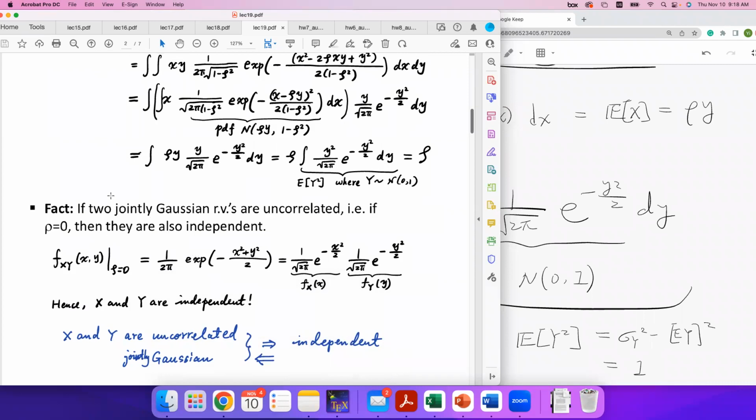And for joint Gaussian random variables, they have a very nice property, which says that if two Gaussians are uncorrelated, then they are also independent.